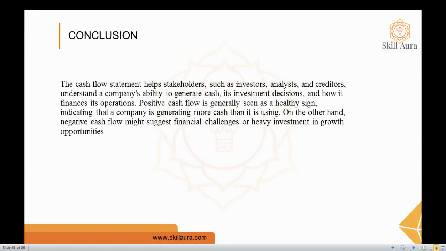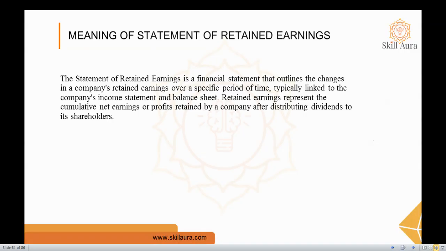Let's get into a new topic, that is the meaning of statement of retained earnings. This is one of the topics related to the financial statements. At last, it is very important. It is a financial statement that outlines the change in the company's retained earnings over a specific period of time, and it is linked to the income statement and balance sheet also. With the help of the income statement and balance sheet, you can prepare this retained earnings statement. We prepare it just to represent the accumulated net earnings or profit retained by the company after distributing dividends to its shareholders.